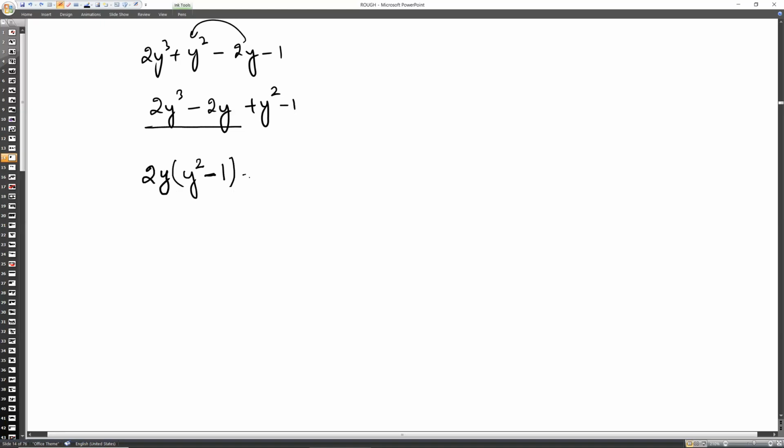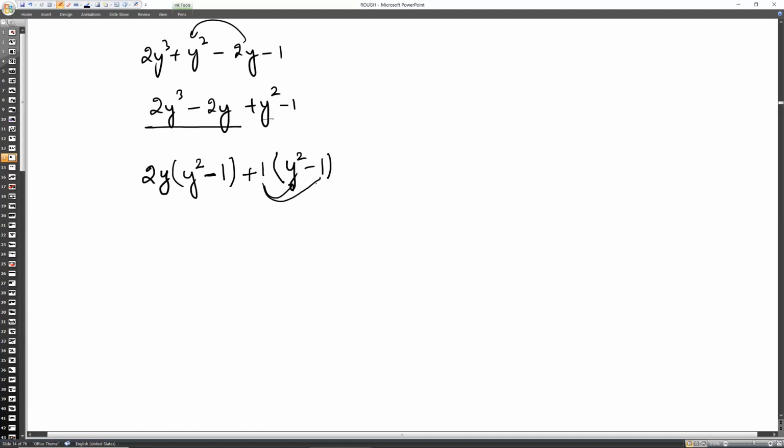And again, if nothing can be taken common, you have to take at least 1 as common. So y square is here, but there is no y, so what you can take common is 1. When you take 1 common, the same term will be here, because 1 multiplied with plus y square gives this one.